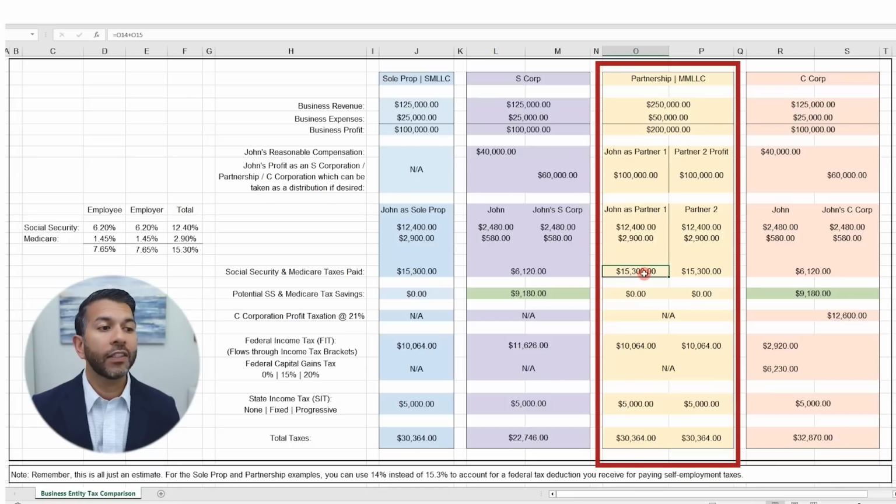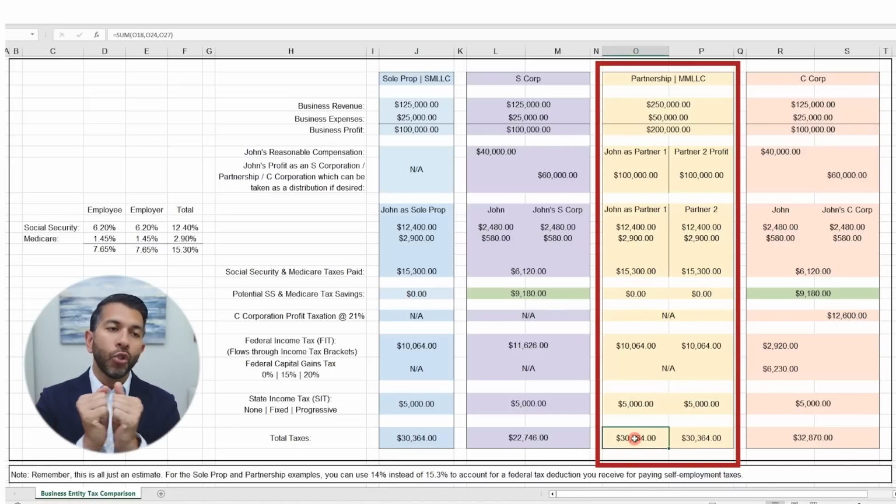So let's keep going down this path of the partnership. Federal income tax, I'm not going to explain it again because if you notice, it's exactly what it was with the sole proprietorship: $10,064. State income tax, same thing, $5,000, just like it was over here. And the total taxes is $30,364. So you can kind of see that the partnership is really like having two sole proprietors come together to do business together, right? So that's why it's the same tax that you pay, all right?